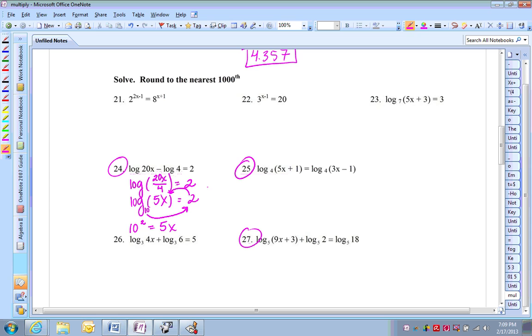Now 10 squared is 100. So 100 equals 5x. We divide both sides by 5. And 20 equals x, or x equals 20 in other words. So go ahead and take a second and write that down.